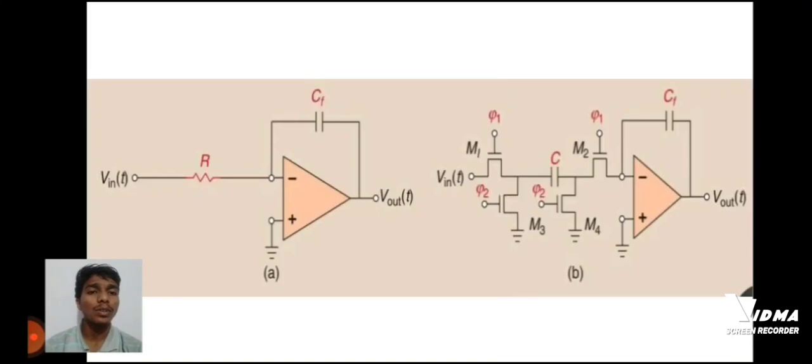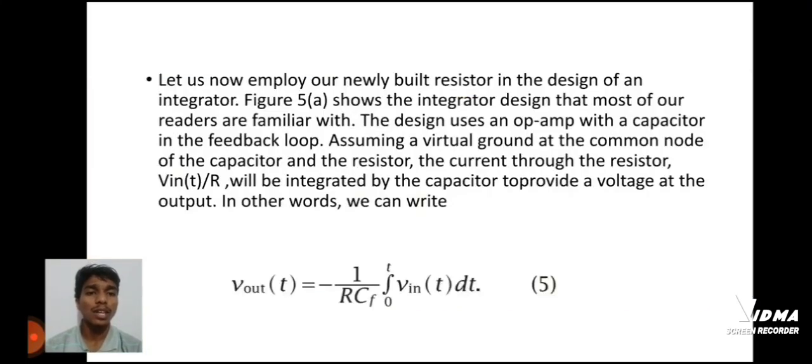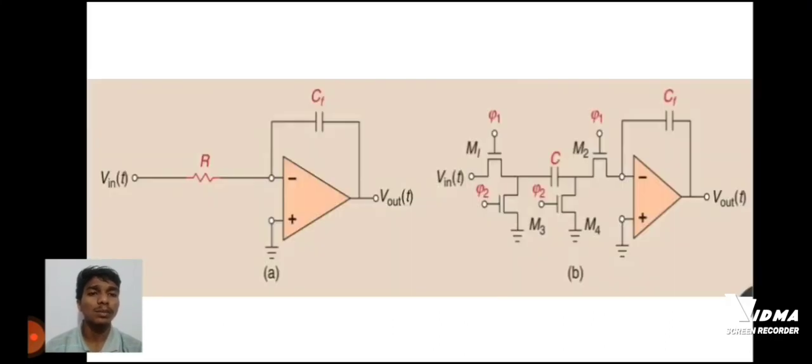We know that the op-amp integrator output is the integration of Vin. Since Vin is connected to the inverting input of the op-amp, we get a negative sign, so that Vout of t equals minus 1 by R Cf into integration 0 to t Vin of t dt. Let it be equation number 5.